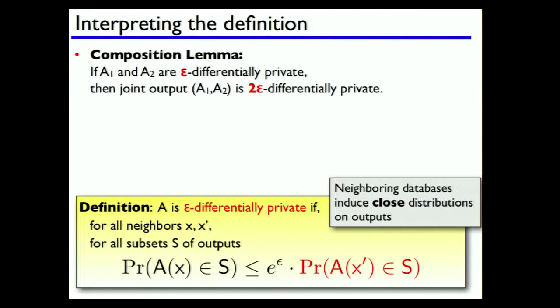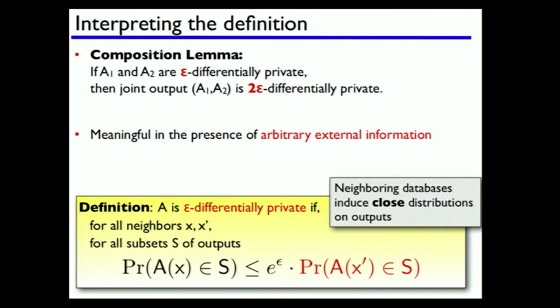Some other nice things about this, it satisfies the natural composition lemma. If A1 and A2 are epsilon differentially private, then the joint output, A1, A2, is itself 2 epsilon differentially private. And so you get this kind of graceful degradation as you compose systems, just like you'd expect in an indistinguishability-based definition. The difference here, of course, is that 2 epsilon is really much bigger than epsilon, because epsilon isn't that small. So these things accumulate quickly.